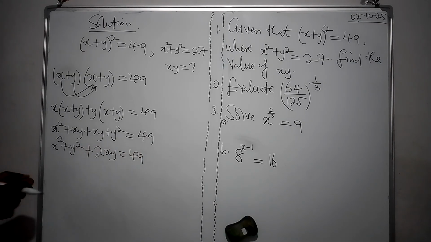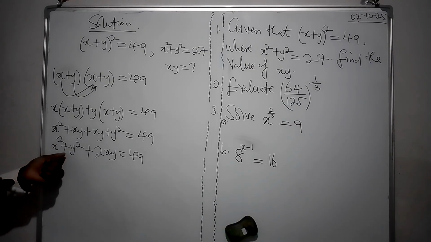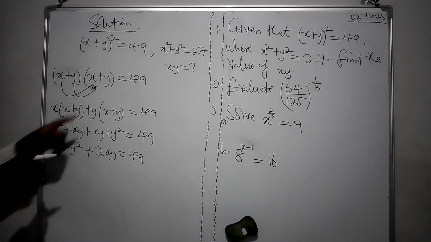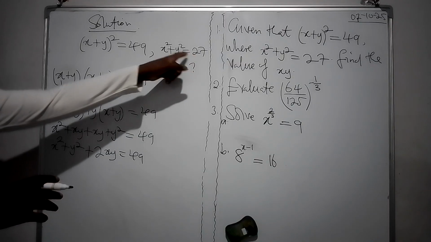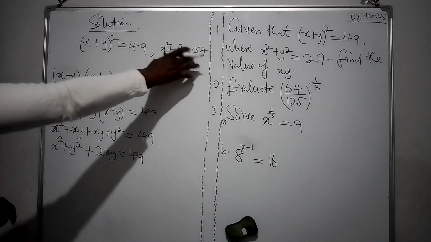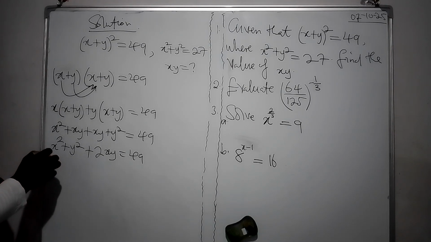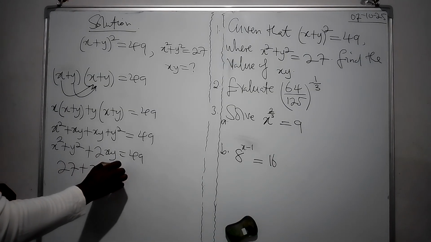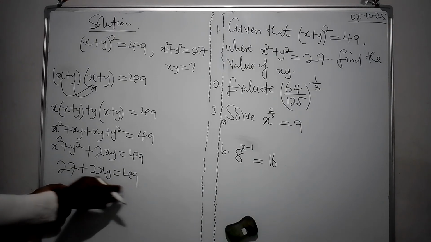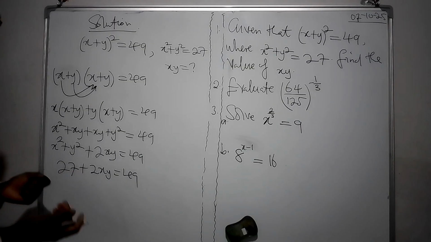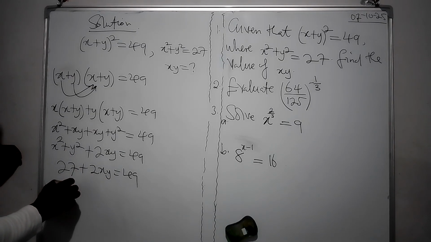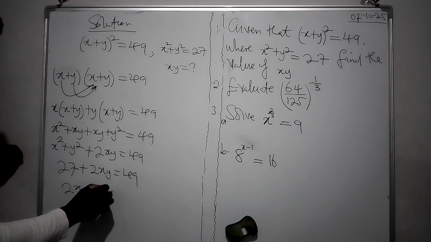Now remember that we are told that x^2 + y^2 were given to be 27, meaning where there's x^2 + y^2, we're going to substitute with 27. So we're going to have 27 + 2xy is equal to 49. From here we can collect the like terms. The like terms in this case are 27 and 49. So you can say 2xy is equal to 49.